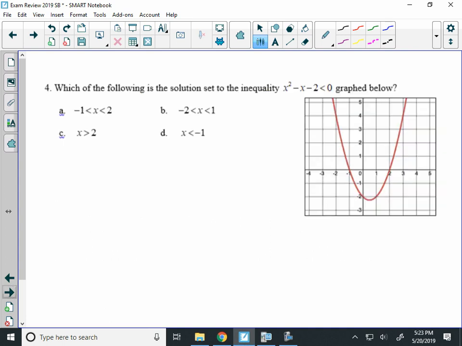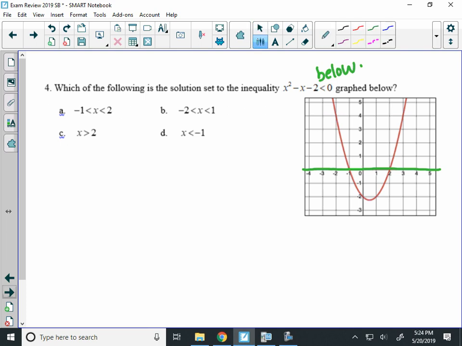All right, number 4. 2 more questions here. Quadratic inequalities, which were our favorite topic that we did this year. I graphed the inequality for you. x squared minus x is less than 0. So less than 0, remember 0 is the x-axis here. And less than is going to be below the x-axis. So where is the solution? Where's the quadratic less than or underneath the x-axis?